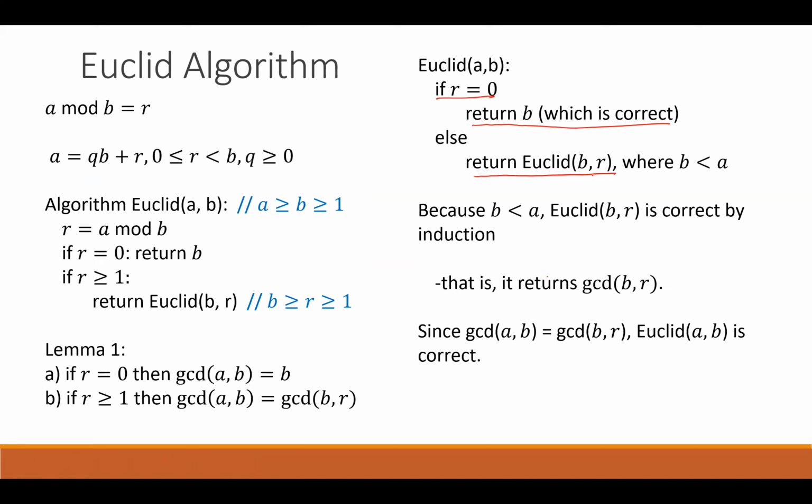Otherwise, we're going to make a recursive call to Euclid. This call is ranked, so we can apply induction, which means that our inductive hypothesis, we can assume that this is true. So we can assume that Euclid BR returns the greatest common divisor of B and R. And we've also shown that if R is greater than or equal to 1, then the greatest common divisor of A and B and R are the same. So we've shown correctness of Euclid's algorithm. Minus a little bit about termination, but yeah.